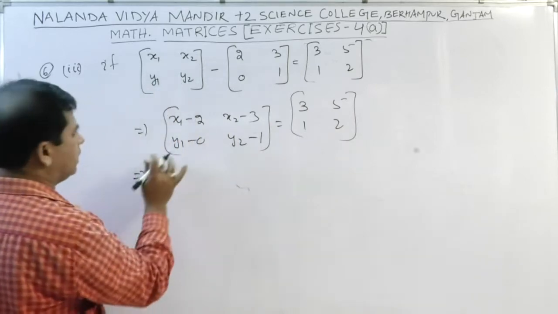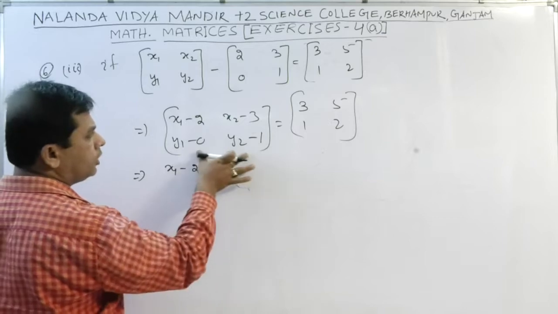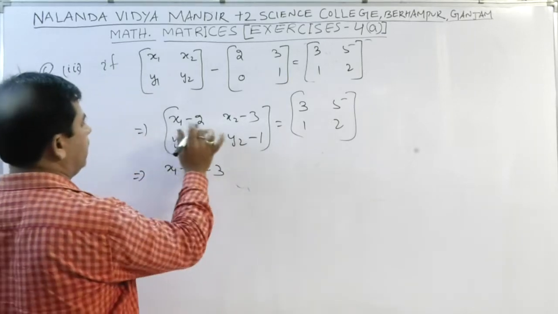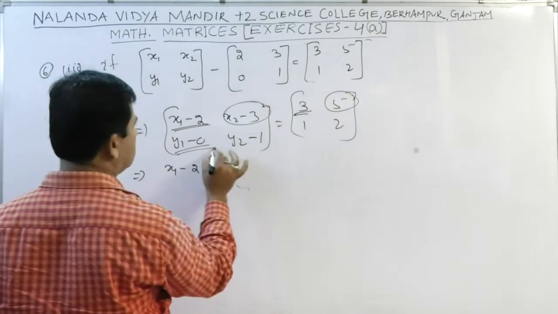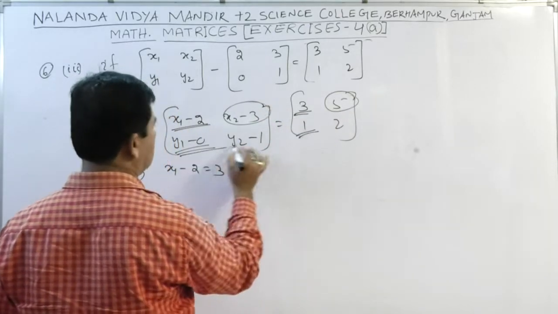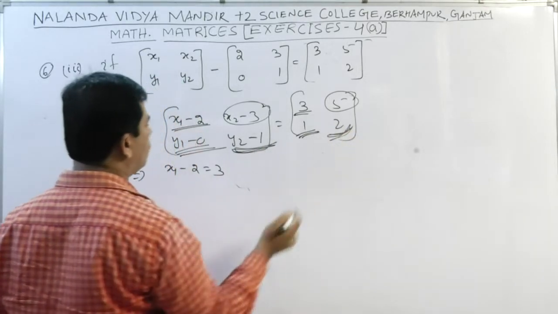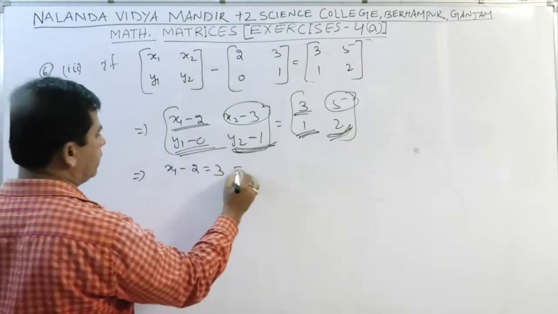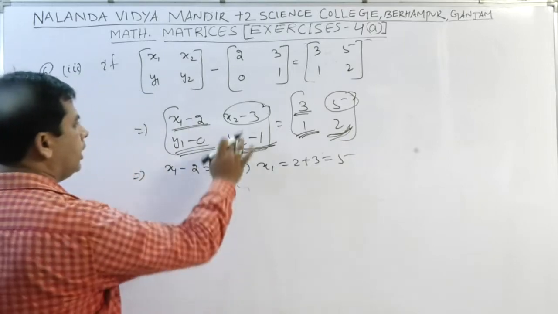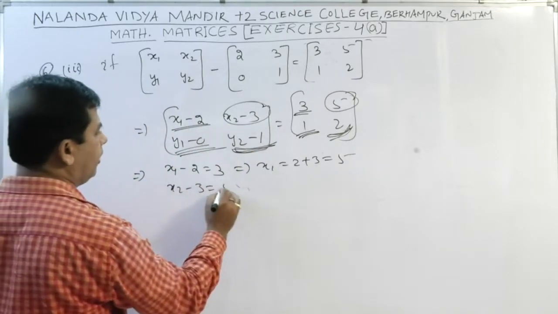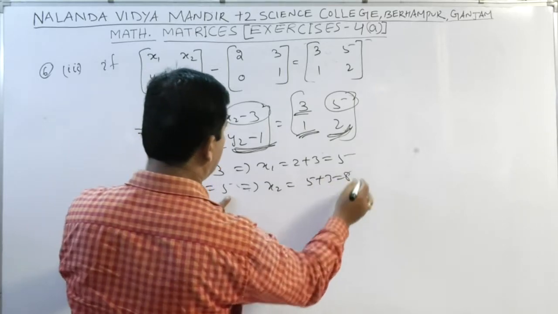This implies x1 minus 2 is equal to 3. These two matrices are equal, therefore corresponding elements are also equal. This is equal to this, this is equal to 5, this is equal to 1 and this is 2. Therefore, x1 minus 2 is equal to 3. This implies x1 is equal to 2 plus 3 is equal to 5. x2 minus 3 is equal to 5. This implies x2 is equal to 5 plus 3 is equal to 8.